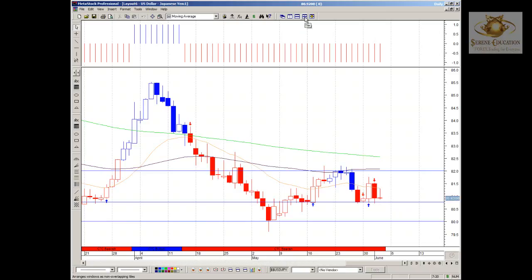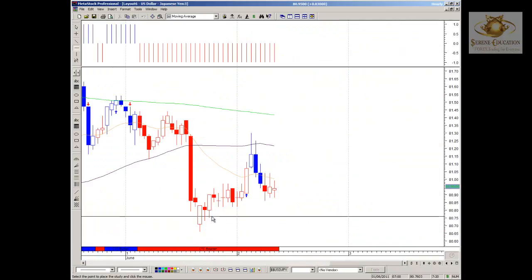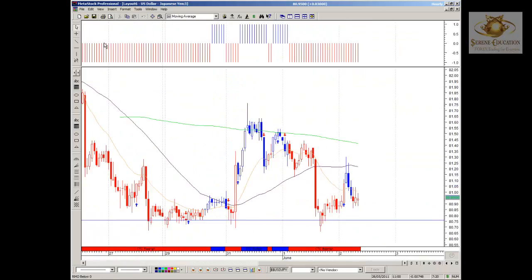So intraday, 80.76 is the level. We need to be trading below that. Notice the lower swings on this pair, on this time frame: swing low, swing low, swing low, pushing this lower. You can see the major support area at 80.75, 80.76. A break lower than that would definitely make us look at 80 as the next target for this pair.